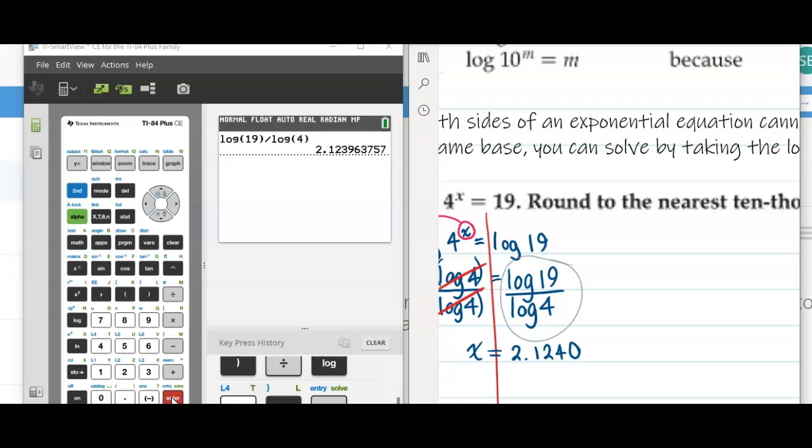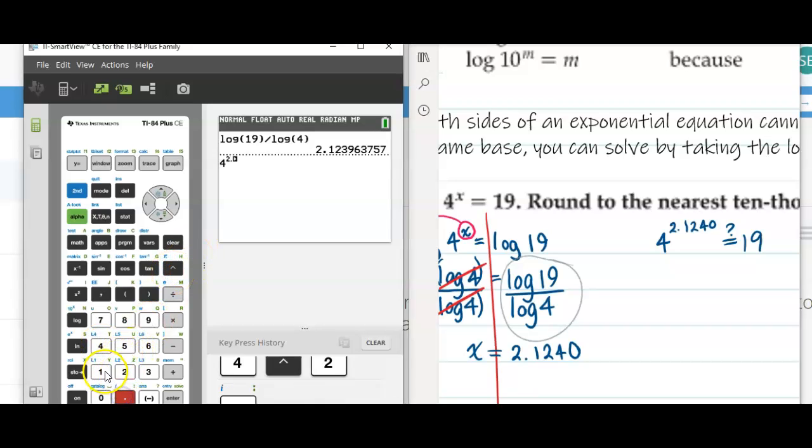All right, let's check that using our calculator. Is 4 to the 2.1240, does that equal 19? Now it's not going to be exact because we've rounded, but let's try it out using our calculator. 4 caret 2.124. Yep, that would round to 19, so we know we're right. We've got the right answer.